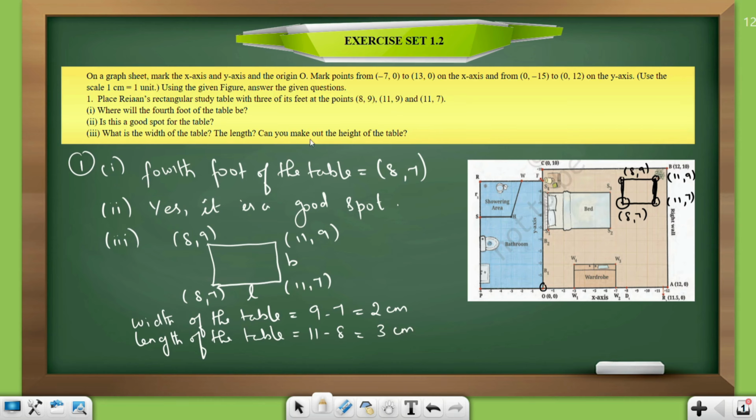And finally, they ask us to find the height of the table. Is it possible to find the height of the table here? Since it's not a three-dimensional object, we cannot find it. If it is a cuboid, we can find the height. Since it's a rectangle, there is only length and breadth, there is no height. So it is not possible to find the height of the table.